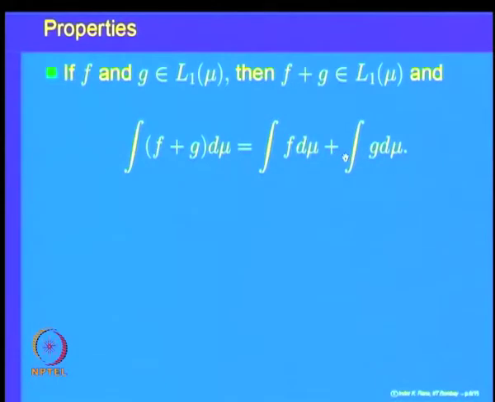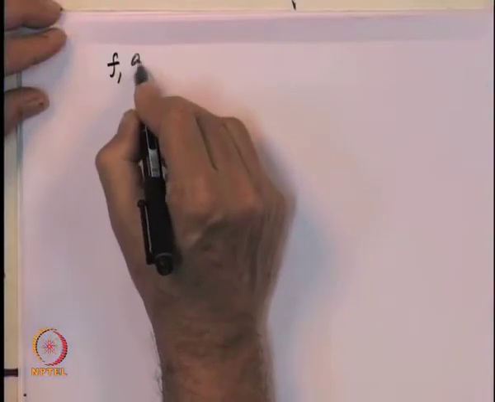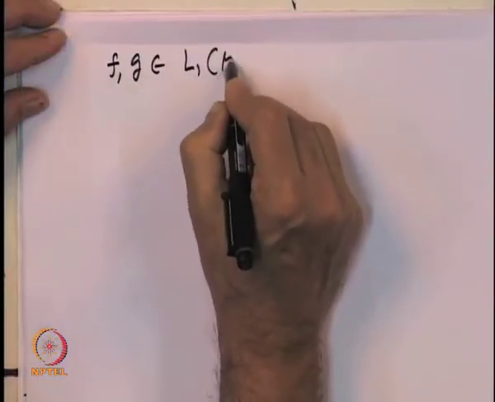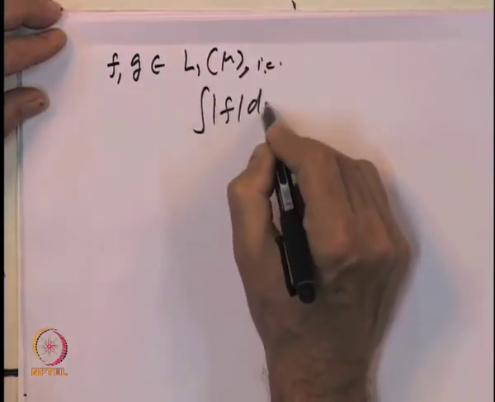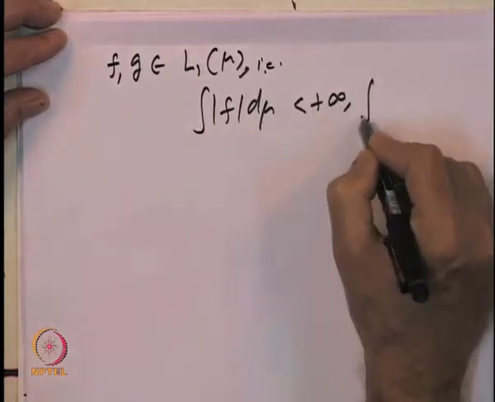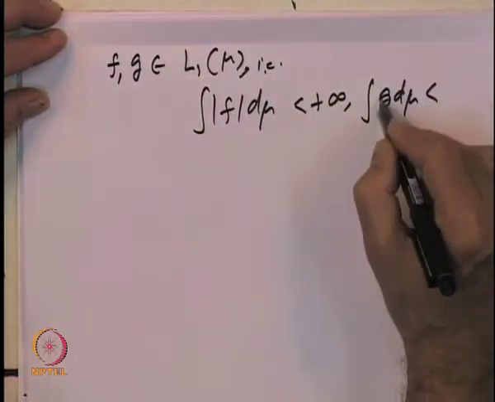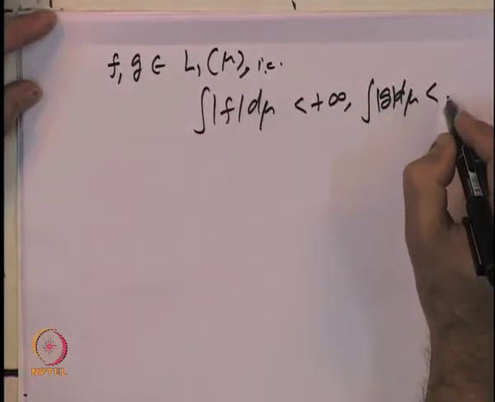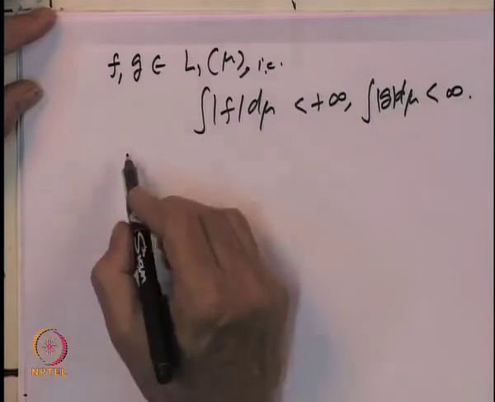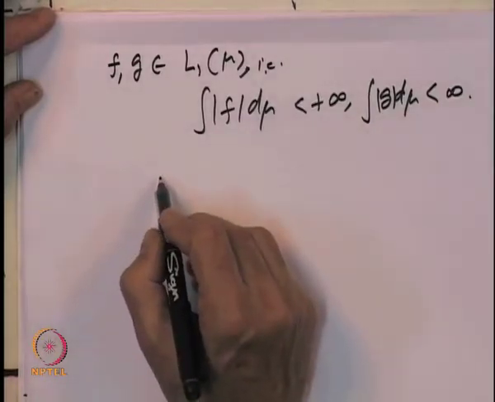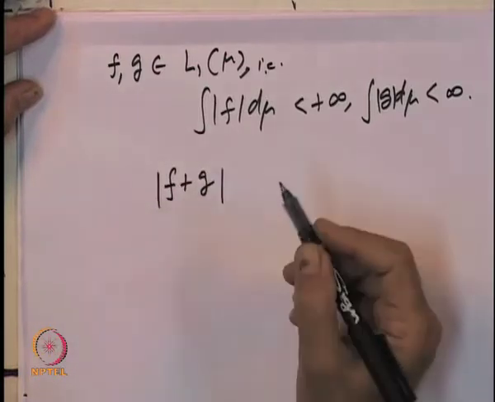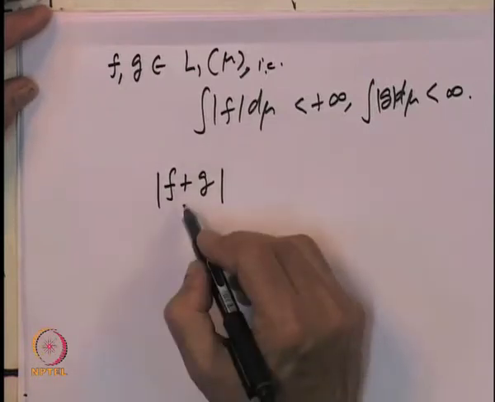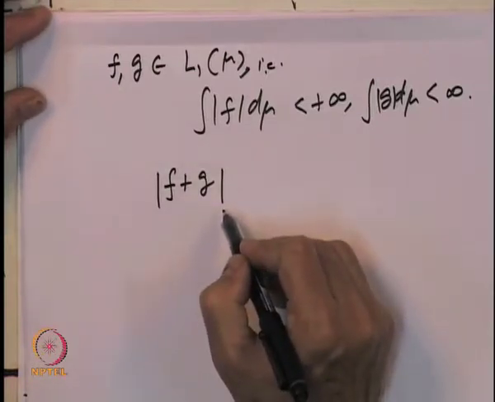So, to prove this property, let us look at what we are given. We are given that f and g are integrable functions, that is, the integral of |f| dμ is finite and the integral of the absolute value of g with respect to μ is also finite. So, to check whether the function f plus g is integrable or not, we have to look at the integral of the absolute value of f plus g and show that it is also finite.